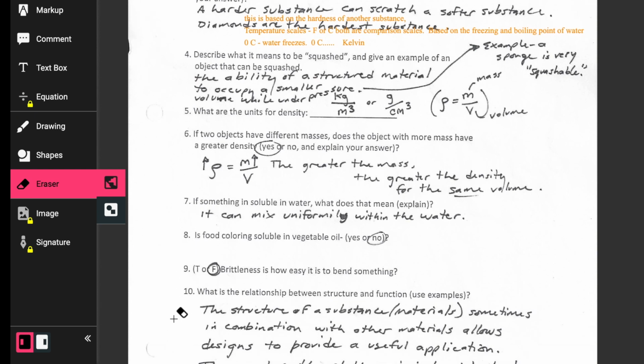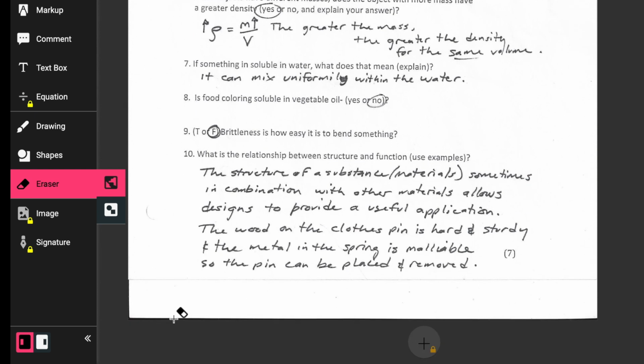Okay, number 7. Something soluble in water, what does that mean? Solubility means it can dissolve. It can mix uniformly within the water. That's a simple definition. In chemistry, you will learn a more sophisticated definition. Number 8, is food coloring soluble in vegetable oil? This is one of those questions that was based on a lab we would do in class, and the answer is no. Number 9, brittleness is how easy it is to bend something. That is false. Brittleness is how easy it is to break something.